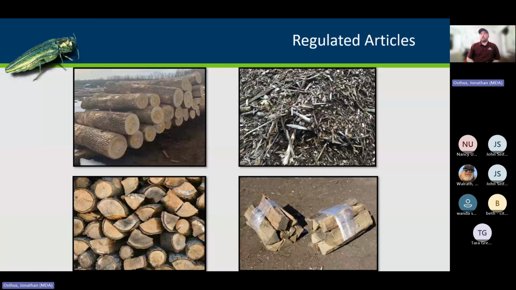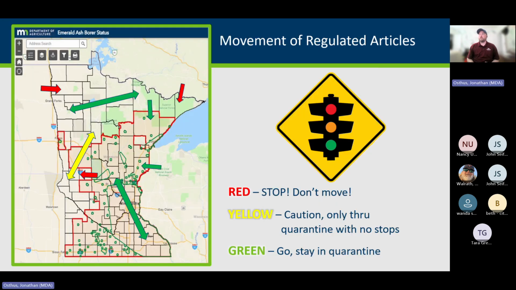Just to visualize what those regulated articles are: ash logs, split or not split firewood, and mulch. So basically what's allowed for the movement of these regulated articles, you can move freely outside of the quarantine. You can see those green areas in northern Minnesota, and you can see those red areas. That means stop, don't move.